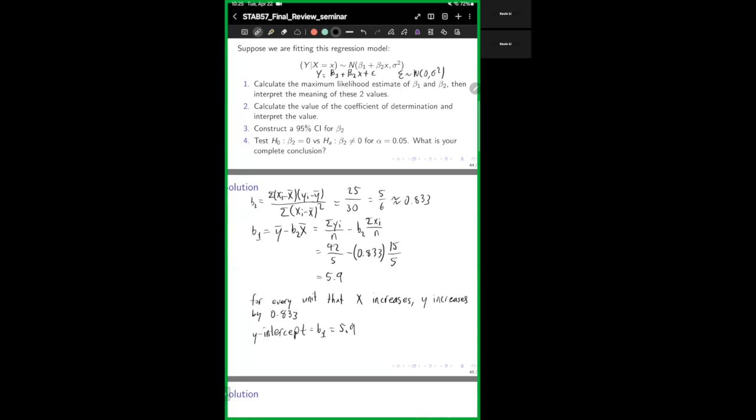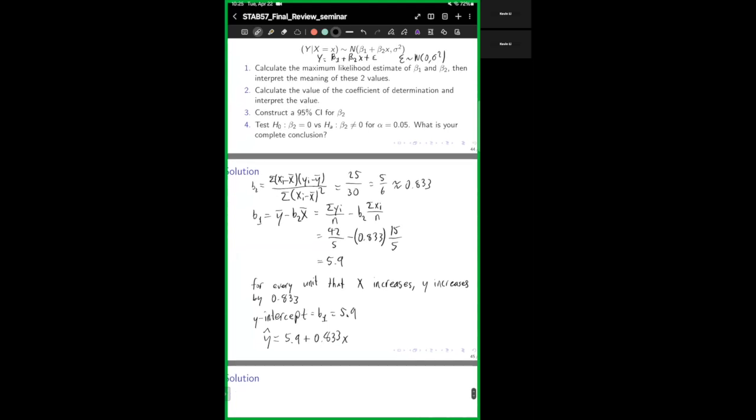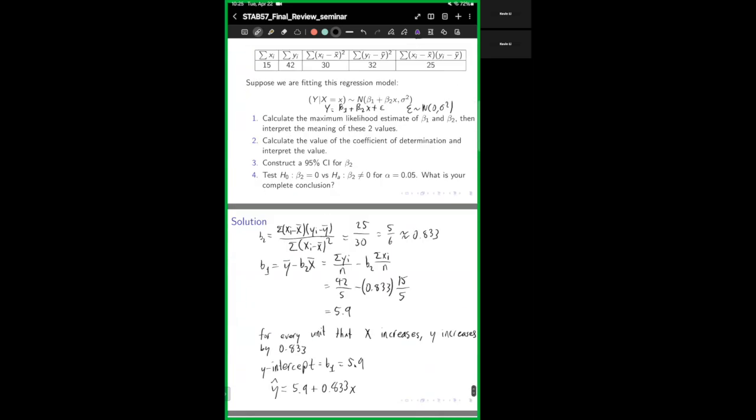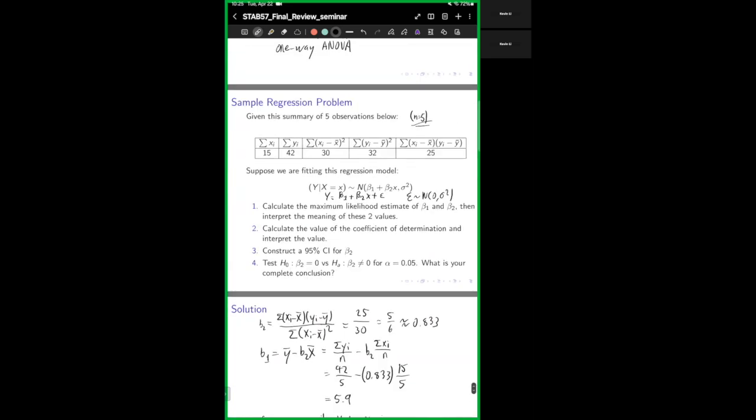So in short, we can represent y hat as 5.9, which is B1, plus 0.833x. So this is the line that will form as a result of finding our B2 and B1. Next, we have to calculate the coefficient of determination.